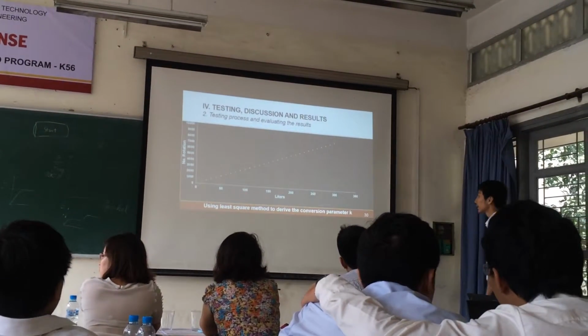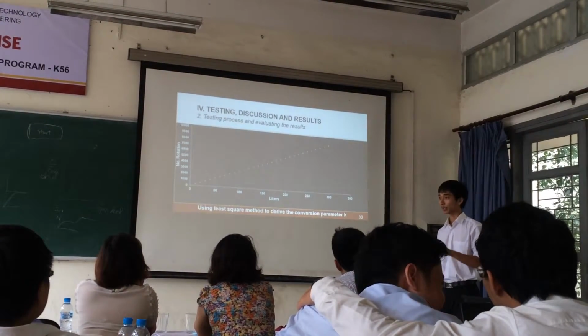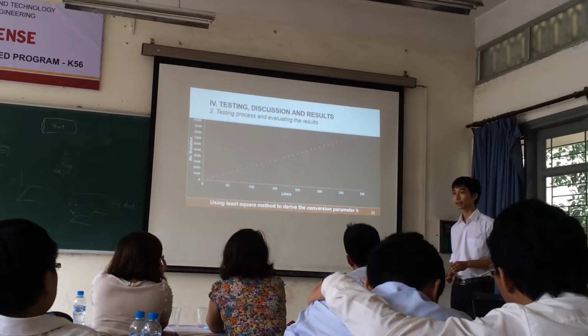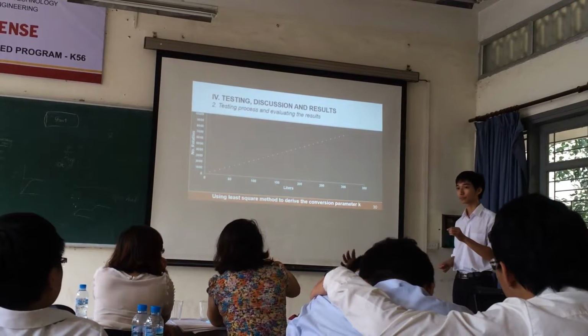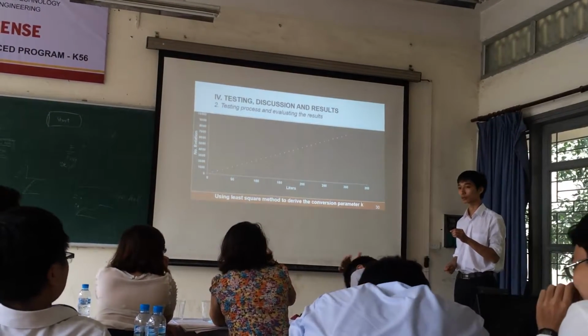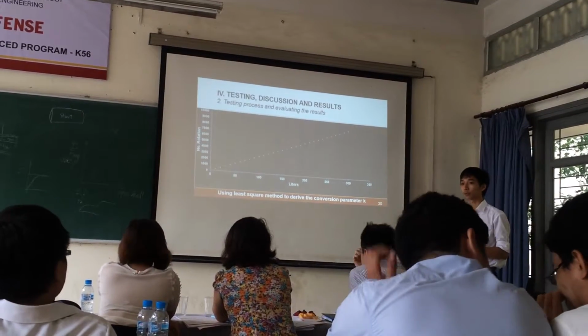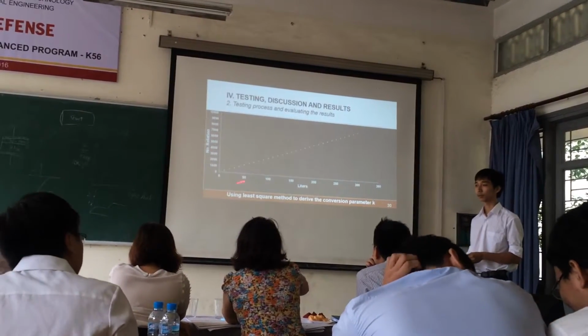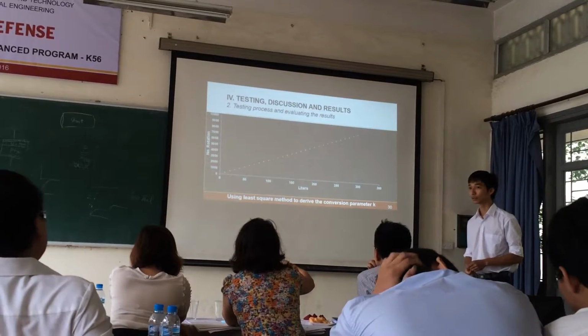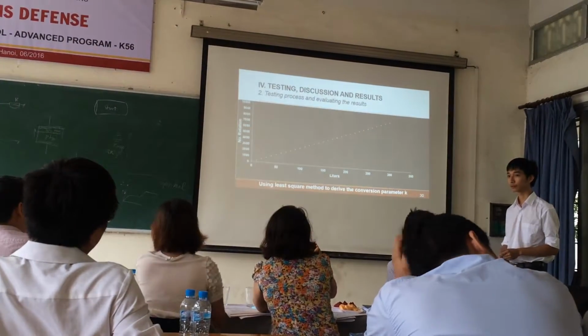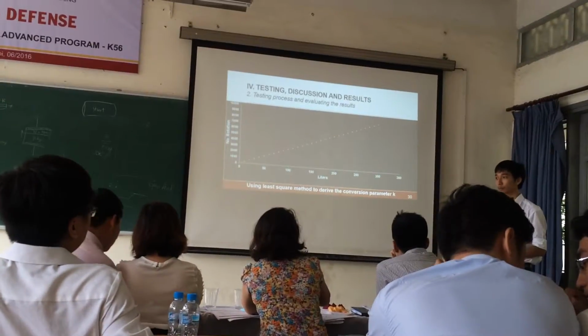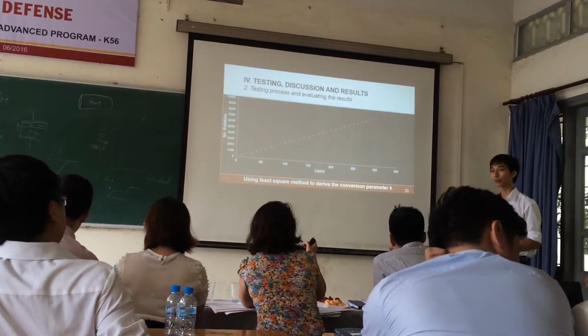I think the least square method is used when we collect a lot of data, then we put them in different points, the same point, in different forms. But here you can create only one. Okay. That's all.